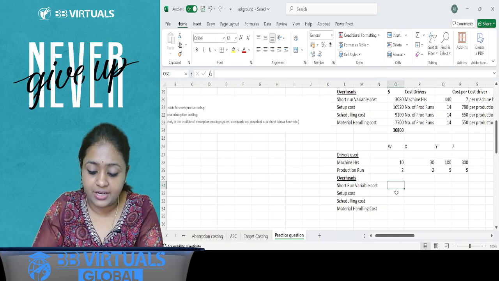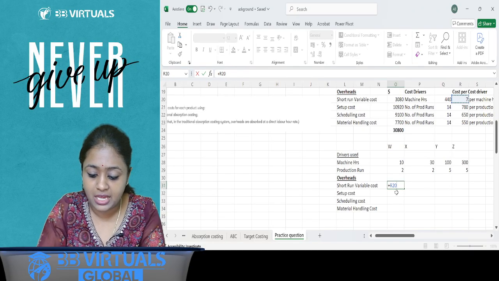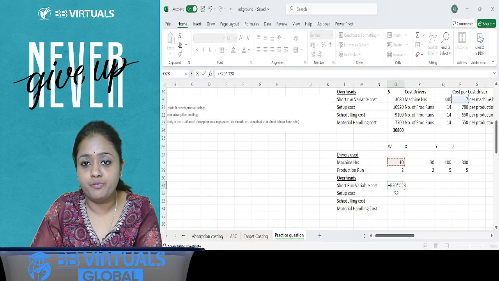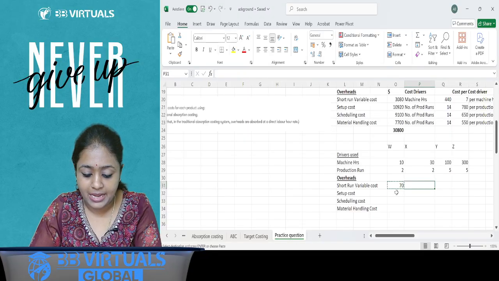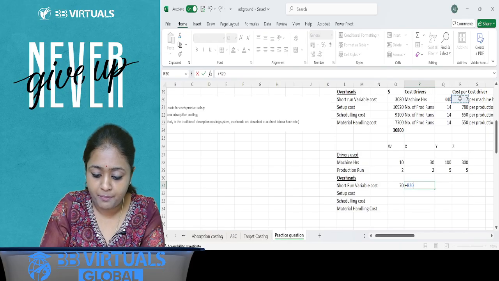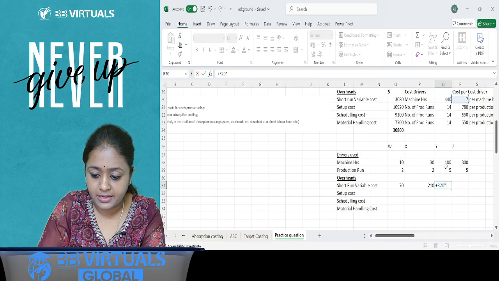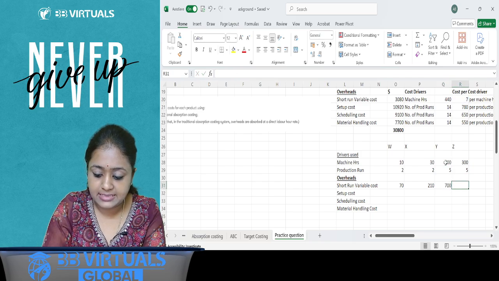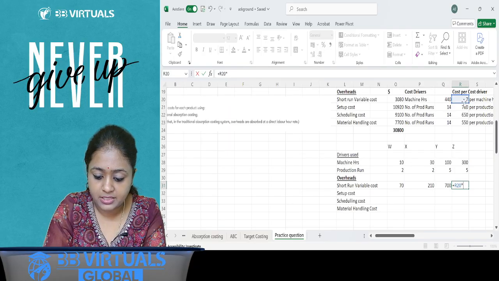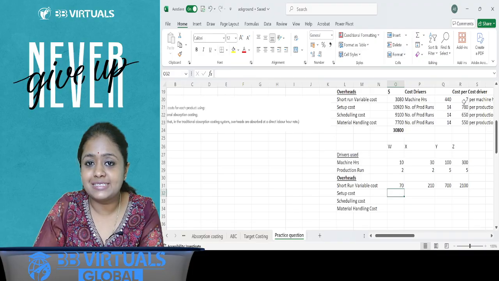Okay, now let's allocate it to W. So short run variable cost is 7 per machine hour. Multiply it with the number of machine hours. I'll get for W, likewise I'll get for X. 7 multiplied by 30. Again here 7 multiplied by 100. And 7 multiplied by 300. Okay, great. Now let's do the setup cost.